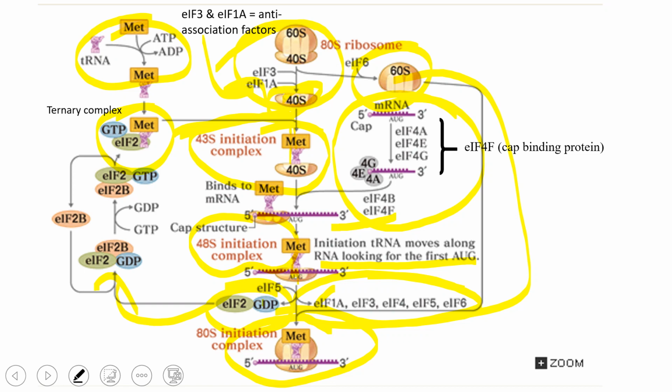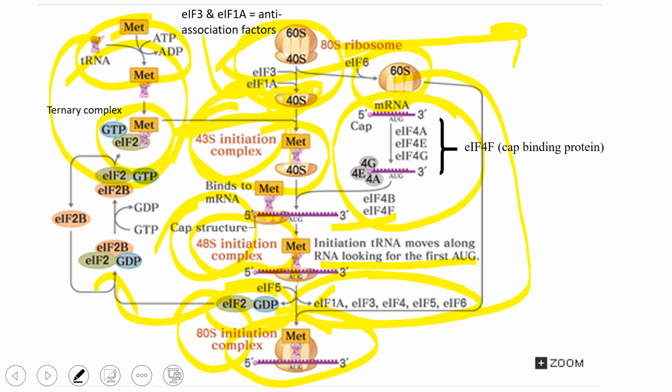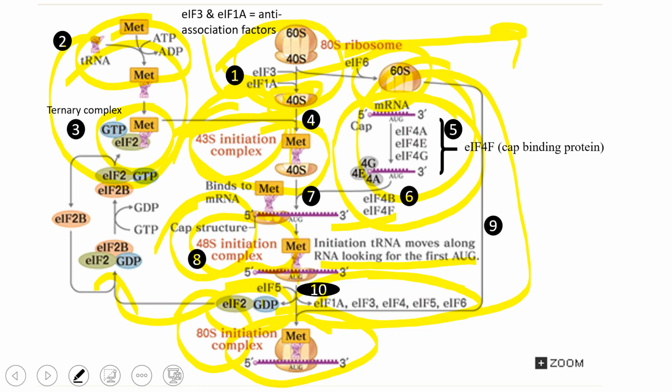So for initiation you have to understand the sequence. We have seen four steps. The first step was dissociation. The second step is 43S formation, the third step is 48S formation, and the fourth step is 80S formation. Two intermediate things we have seen: one is ternary complex formation, and the other is the messenger RNA components. If you remember all these things sequentially, you can easily revise it.